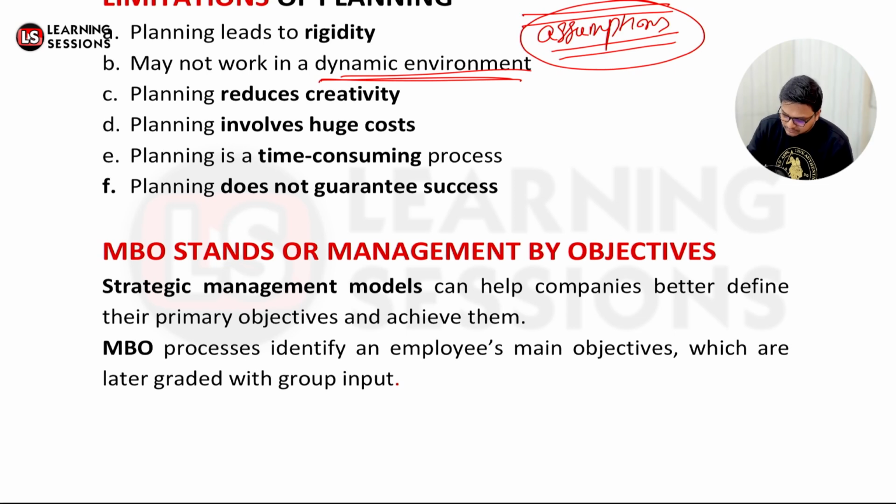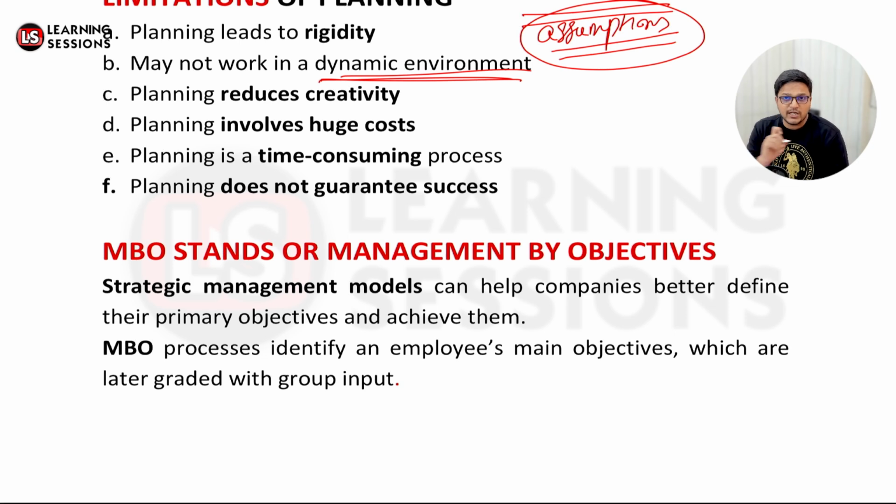Is that point clear to you? Okay, so that is management by objective. Now it is related to a strategic management model. Why strategic management model? Because there is a strategy related to achieving an objective, and it can help the company define their primary objectives and further achieve those primary objectives.